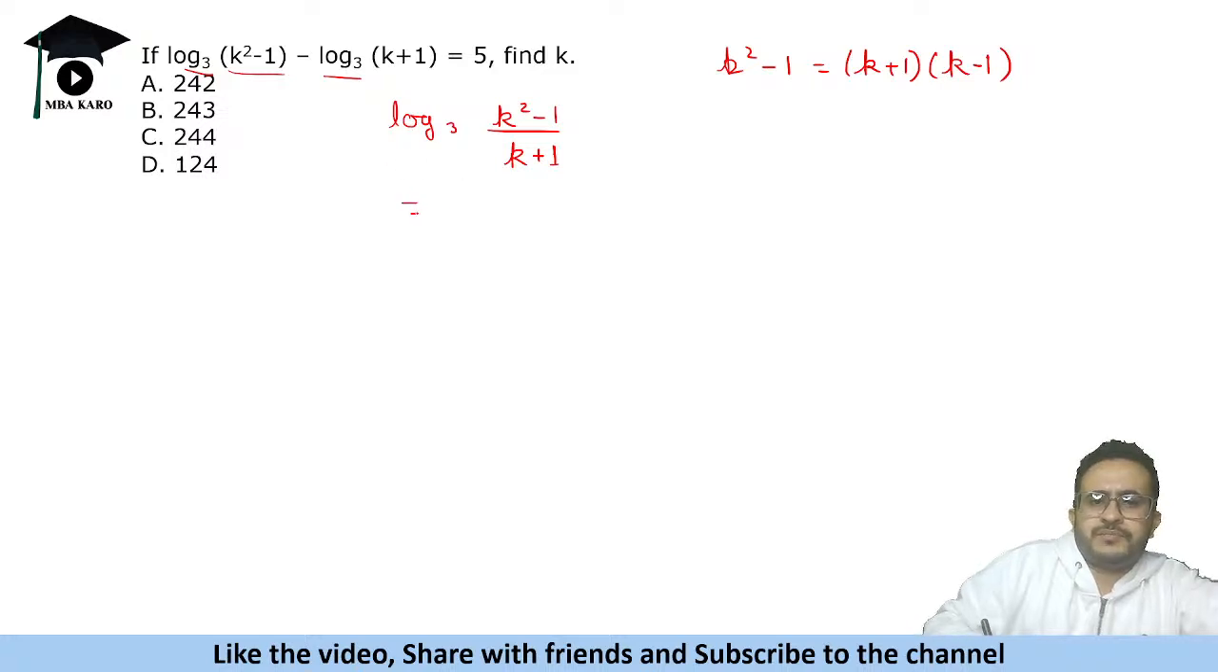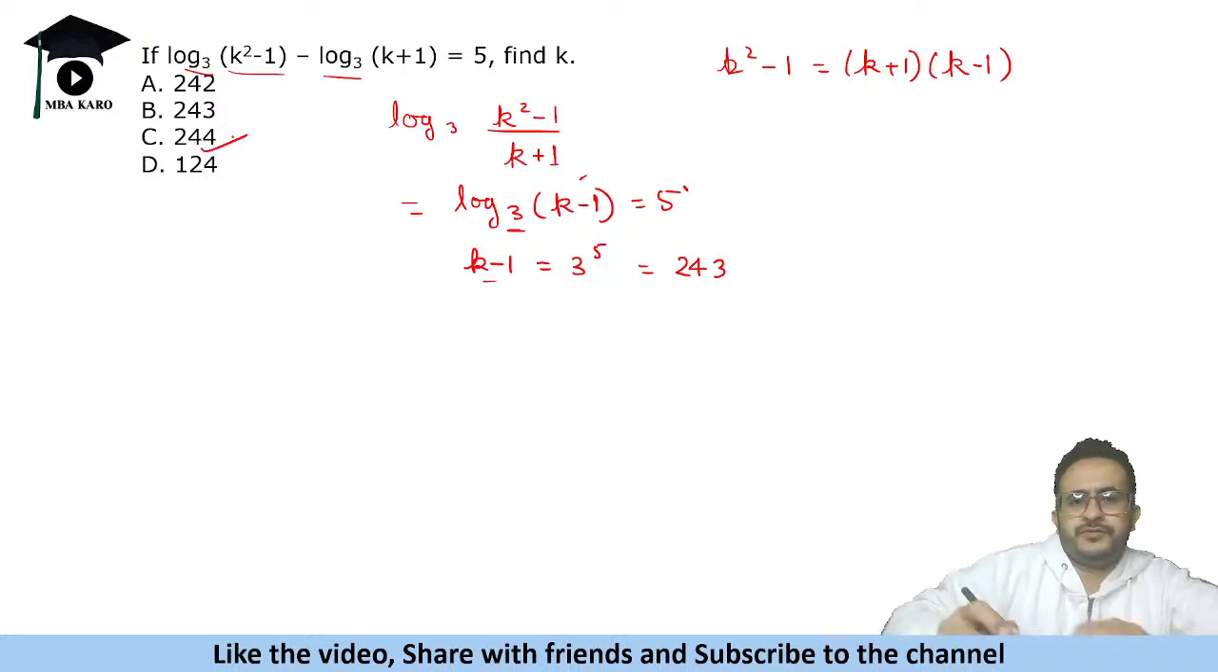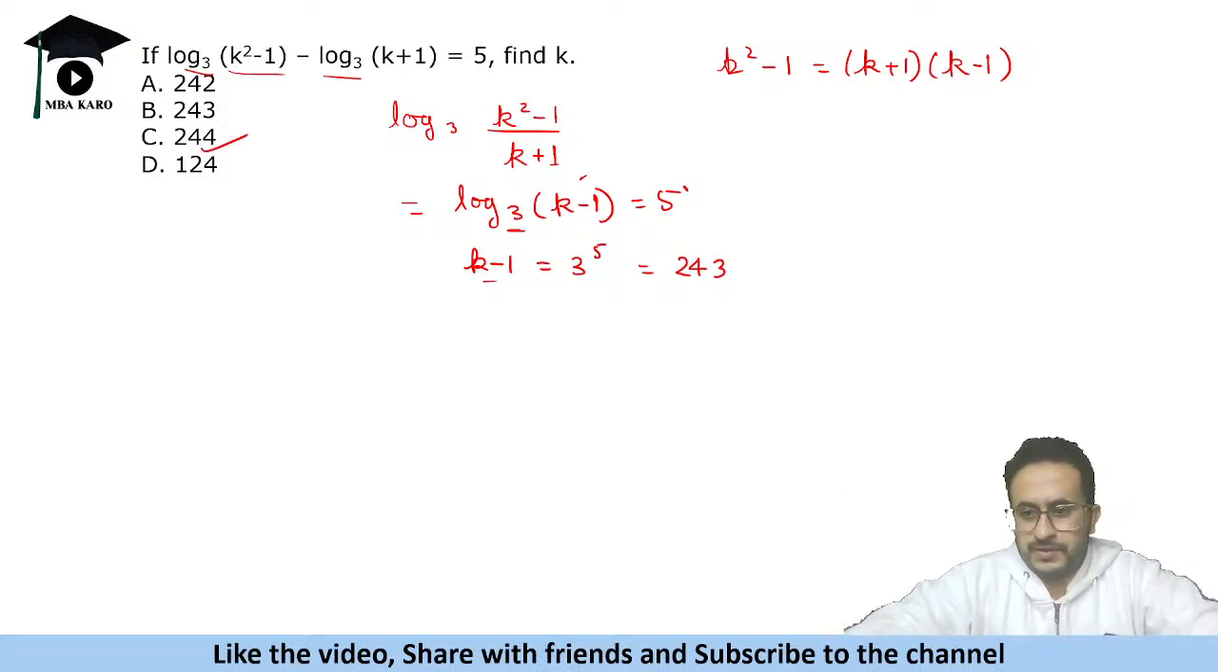Okay, so this will become log 3 of k minus 1, that is 5. So this means k minus 1 is 3 raised to the power 5. So logarithm is written as base, power and the value. So k minus 1 is the value, 3 raised to the power 5, which is 243. So k will be 244. Easy question.